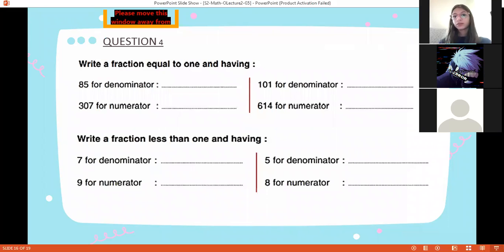Question number 4. I'll start with Ali Tahine. Ali, you need to write a fraction equal to 1 and having 85 for denominator. So what do you think this fraction is? Equal to 1. 85 over 85. Very good, Ali.